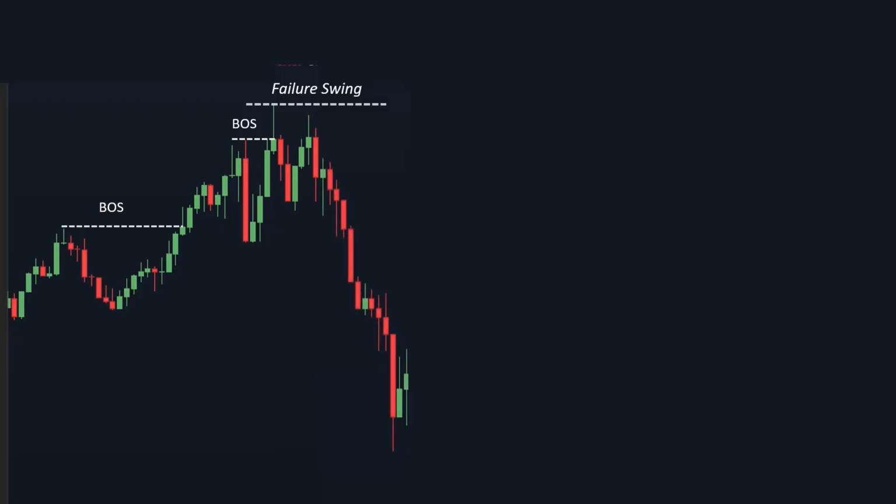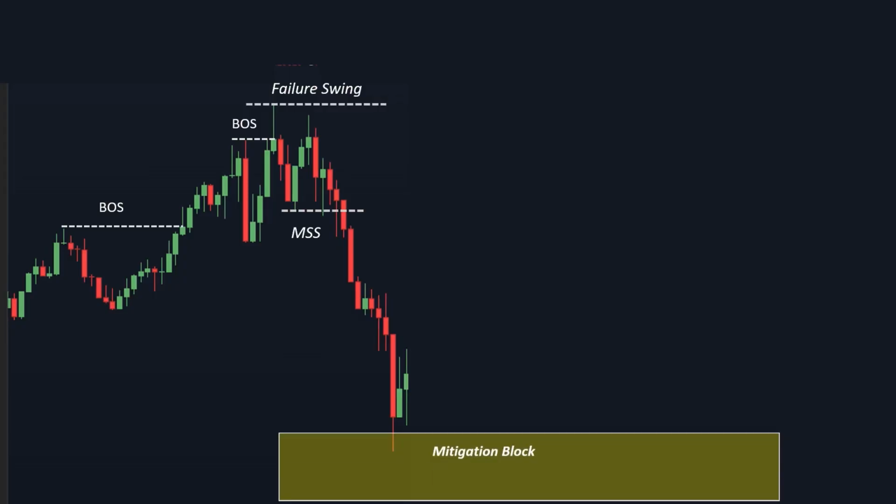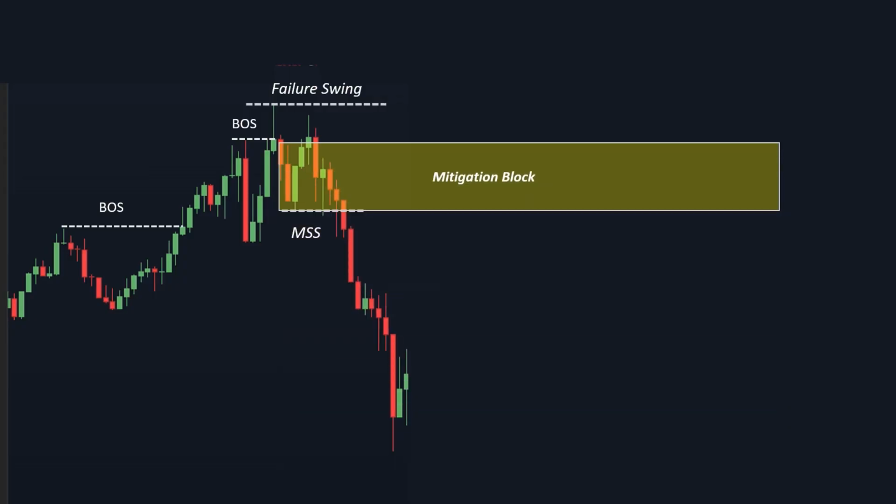Eventually, the price breaks and closes below the low of the last bearish candle, marking a significant change in market structure. Following the swing failure, the market broke the upward structure, leading to the formation of a mitigation block. We mark the last bearish candle before the swing failure and wait for the price's reaction to it. This area now qualifies as a valid bullish mitigation block, signaling that buyers in this zone have been stopped out.